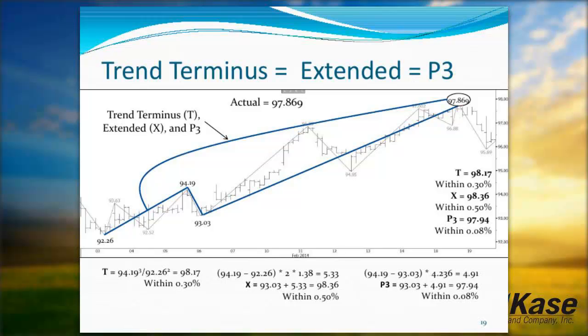So in this case, we have the T, the X, and the P3 all lining up within a couple cents of one another. Here, the trend terminus target is 98.17, the extended target is 98.36, and the P3 is 97.94. And so all of those were very, very close to the actual 97.87 swing high that took place.